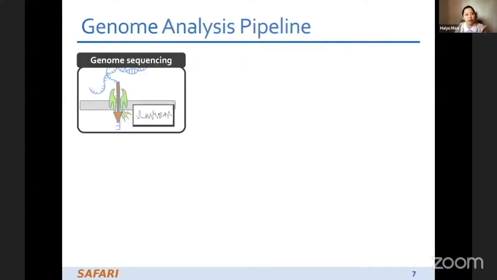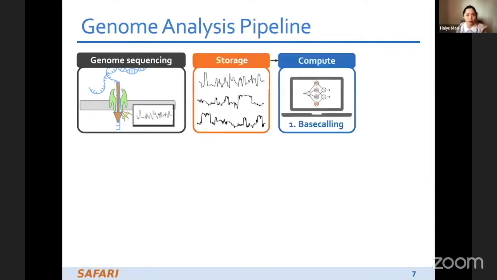So, first, I will introduce the genome analysis pipeline. When we sequence the genome with the nanopore sequencing machine, we get the raw signals and we store them in the storage. After that, we read them out to execute the first step, which is base calling. During base calling, we translate the raw signals into bases, which are known as ACGT characters.